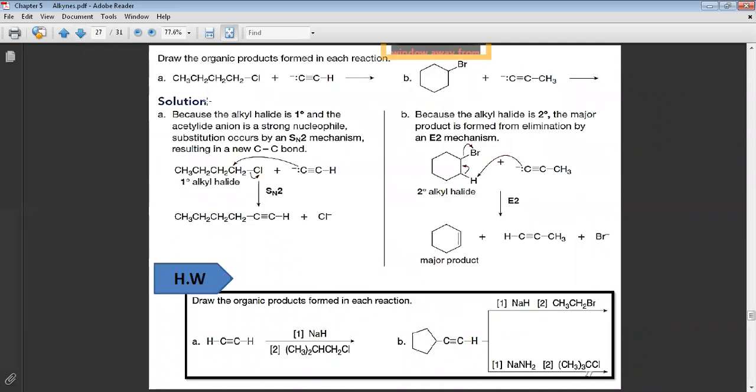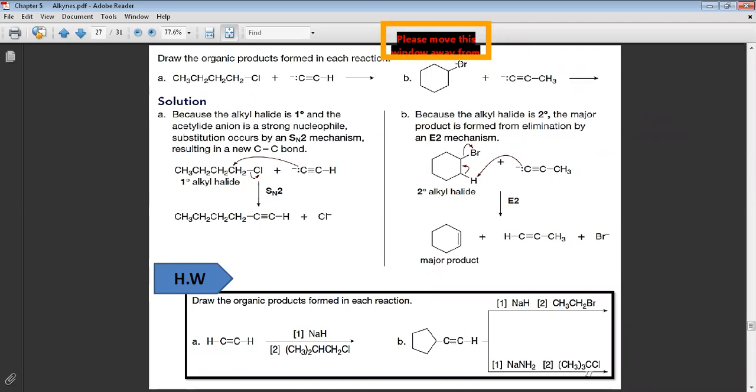And he looked to this. Draw the organic product formed in each reaction. Okay, now look at this. This is an alkyl halide, a primary alkyl halide. Now, with this acetylide anion and a primary halide, will it be substitution or elimination? Of course, it will be substitution. That means it will be an SN2 reaction. Why? Because this is a primary alkyl halide. This nucleophile will attack this carbon, and the halogen will leave the structure to give you the substitution reaction product.